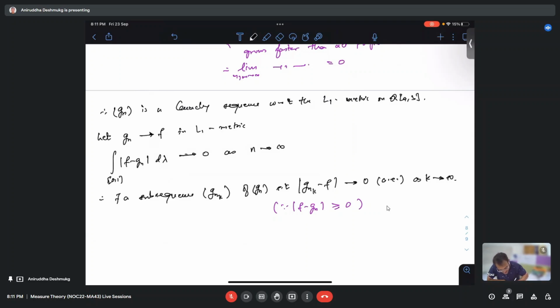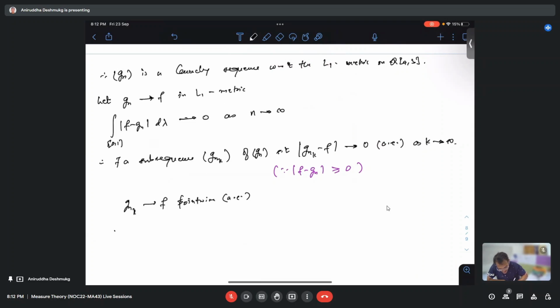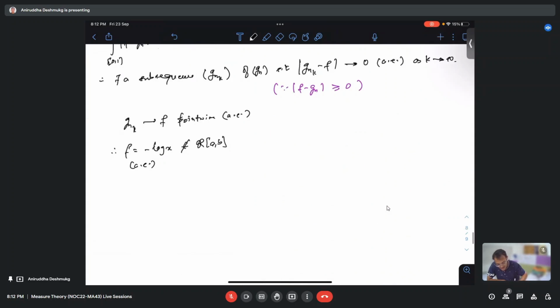Now, what does it mean? It means that Gnk converges to F pointwise almost everywhere. But pointwise limits are unique. Therefore, F must be minus log x, which is not in R[a,b]. Yeah, this is also almost everywhere. And hence, we have that R[a,b] is not complete.